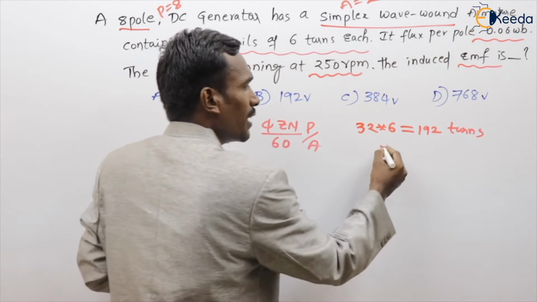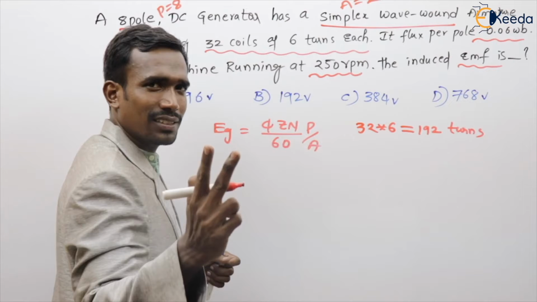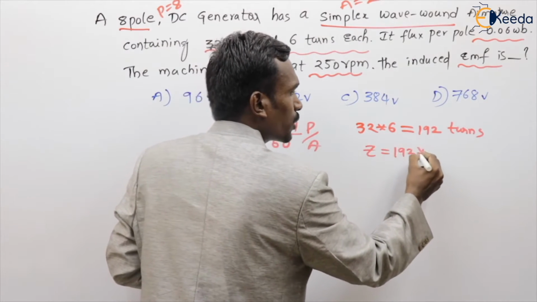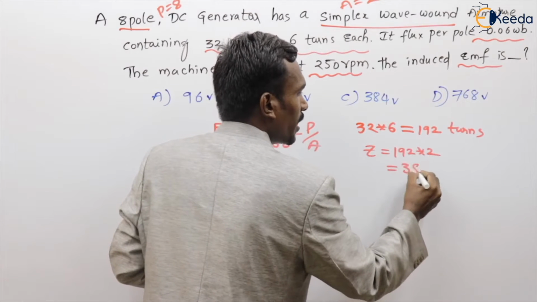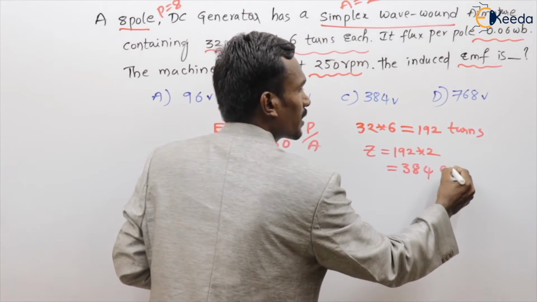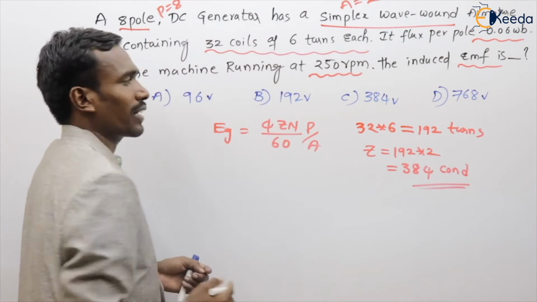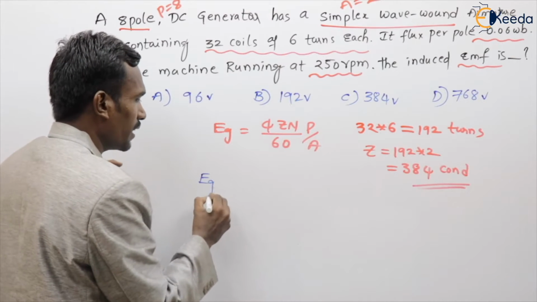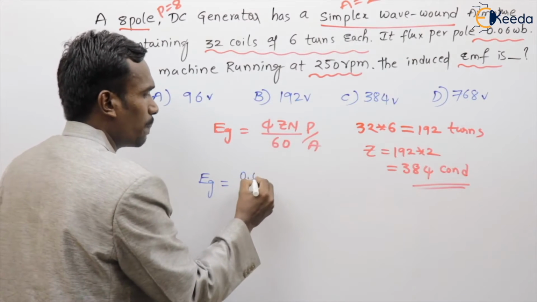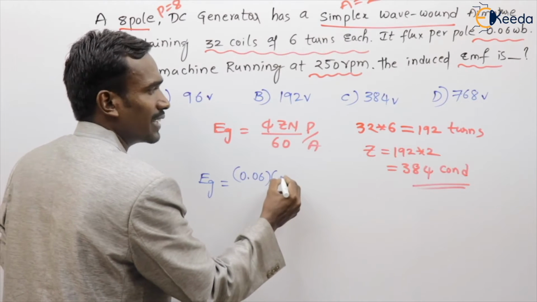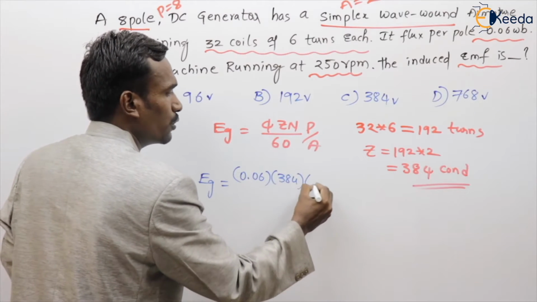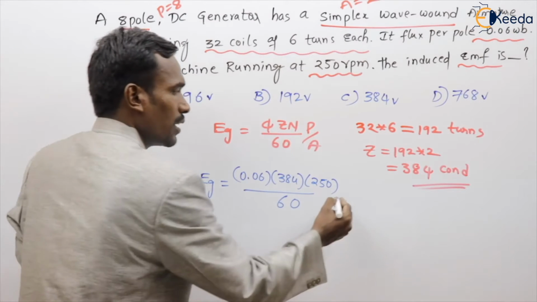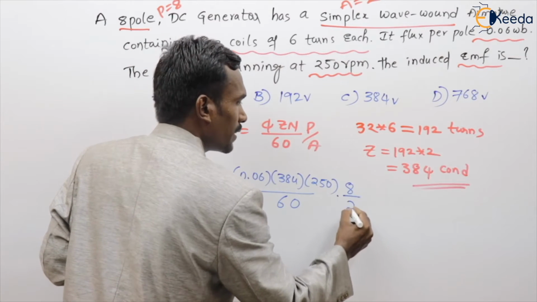But generally, 1 turn contains 2 conductors. That's why 192 into 2 is 384 conductors. Let's find out the generated EMF. E is equal to flux 0.06 into Z 384 into speed 250 divided by 60 into P by A.